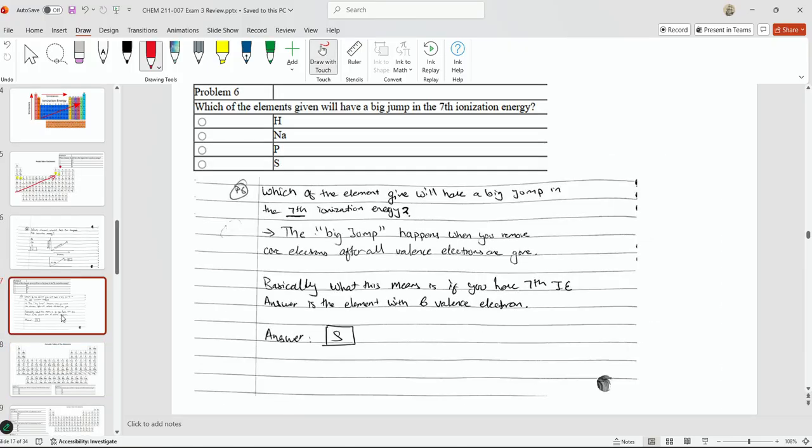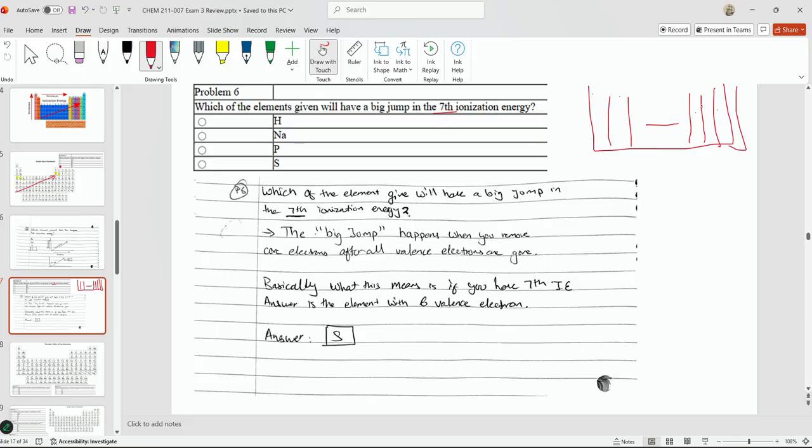Okay, so this question is a little bit tricky. It's asking which one has the biggest ionization jump. When it says biggest, it's just asking which one is removing the core electron after the valence electrons are gone. So if we take a look at the periodic table, it's like this: we have groups 1, 2, and this is a transition metal, 3, 4, 5, 6 till 8. So it's asking which element has the biggest ionization jump.